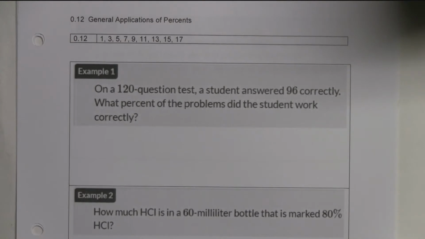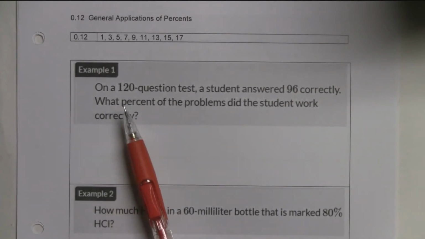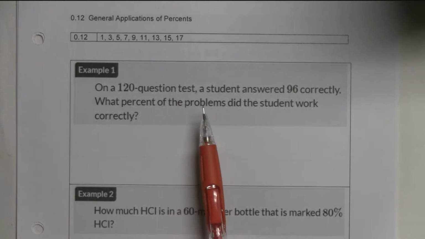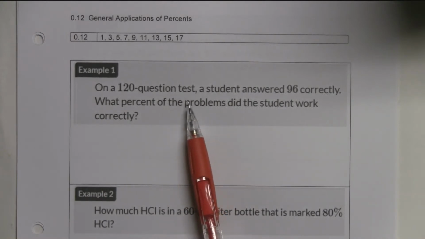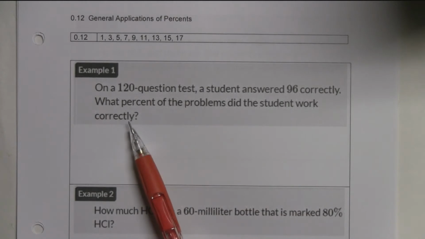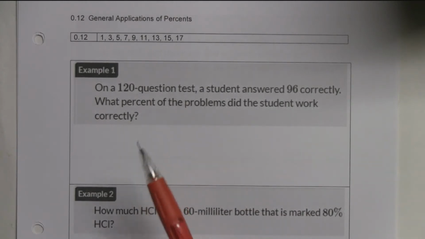It says on a 120 question test, a student answered 96 correctly. What percent of the problems did the student work correctly? If you're thinking, are the ofs and the ises there? They're almost there, right? You could probably get going on them right here. What percent of the problems, that would be the total problems, did the student work correctly? And that's the ones they got correct. So you certainly could do the ofs and the ises on this one and get it going.